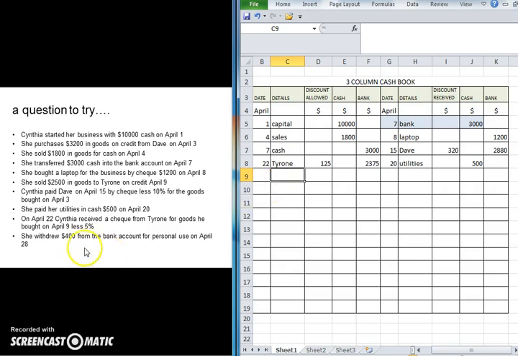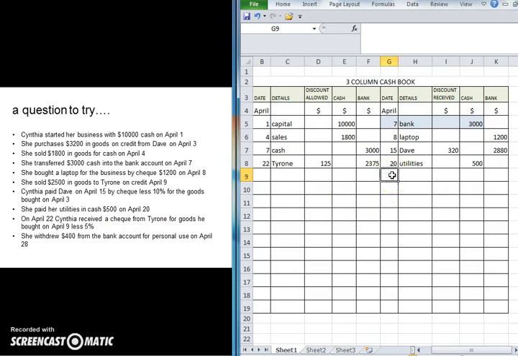Now, so what's happening? She's taking the money out of the bank, but she's not putting it in the business. So this is not a contra entry. If this was a contra entry, that would probably say business use, meaning that she put it in the business as cash. But she's putting that money in her pocket. So therefore, she's only taking the money.